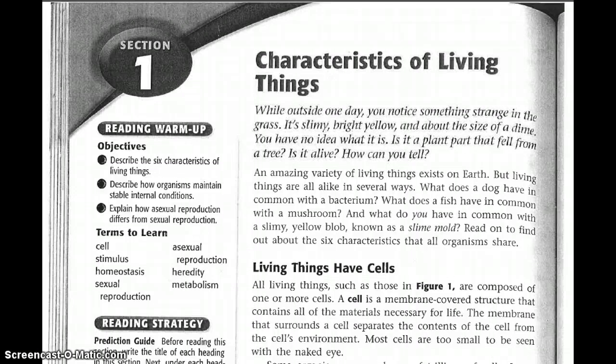An amazing variety of living things exist on Earth, but living things are all alike in several ways. What does a dog have in common with a bacterium? What does a fish have in common with a mushroom? And what do you have in common with a slimy yellow blob known as a slime mold? Read on to find out about the 6 characteristics that all organisms share.